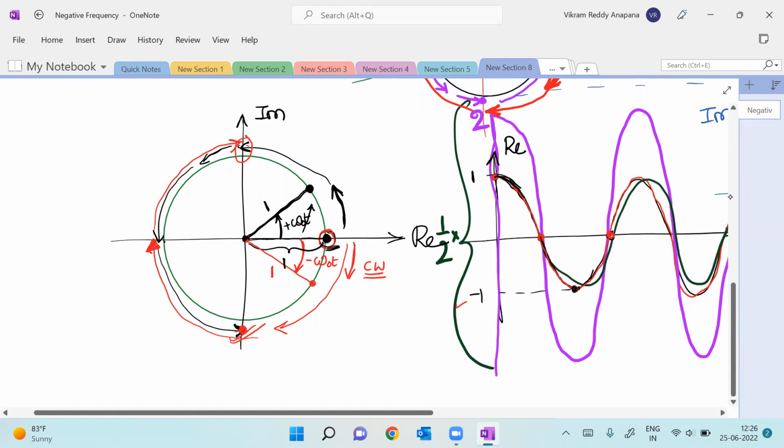So as a whole, what we can understand is that whenever we encounter negative frequencies in the spectrum, you have to understand that it is representing a real signal in the time domain. I hope you understood this.